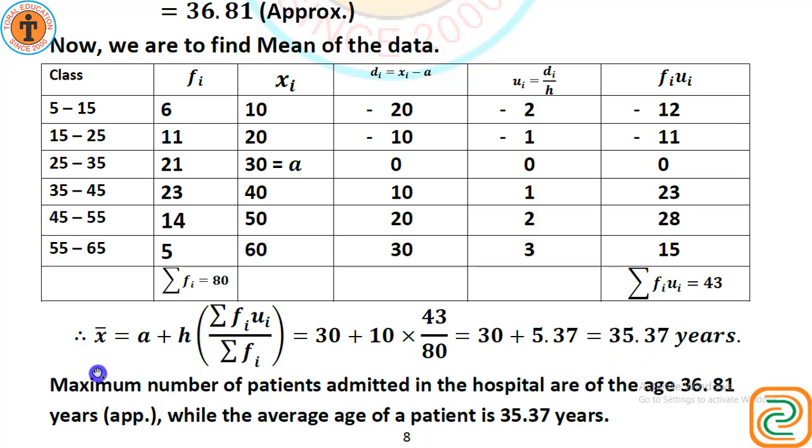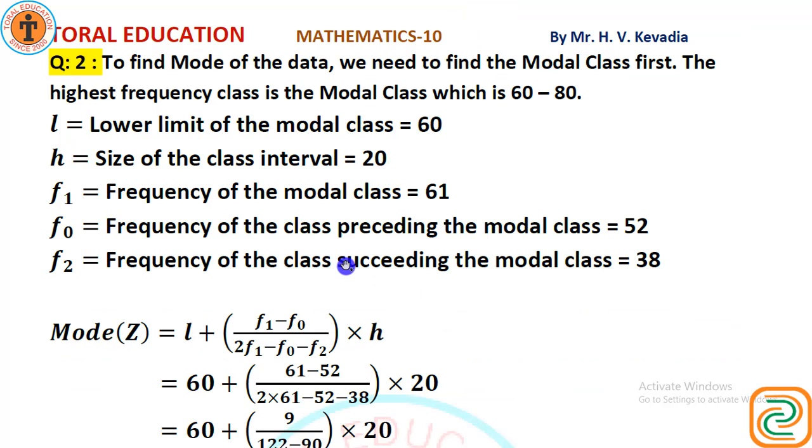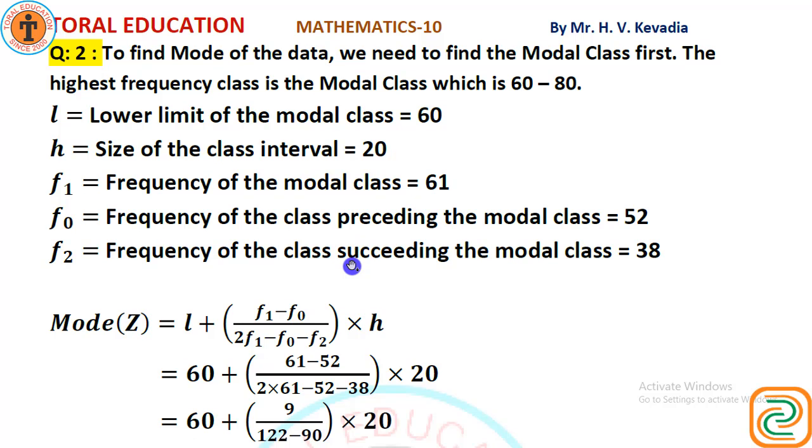The maximum number of patients admitted in the hospital are of the age of 36.81 years approximately, while the average age of patients is 35.37 years. Friends, we have completed the mode and mean of the data. Now the second question, let's see.